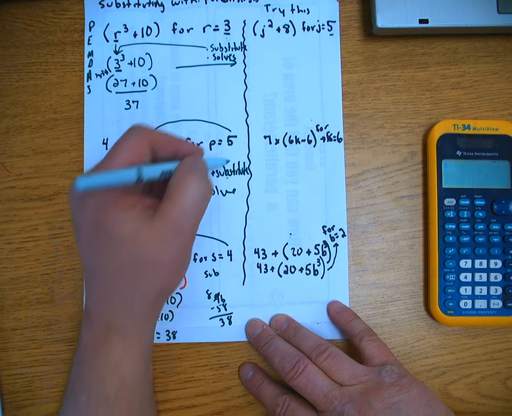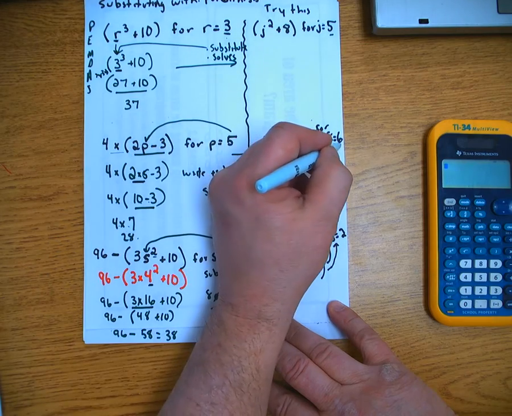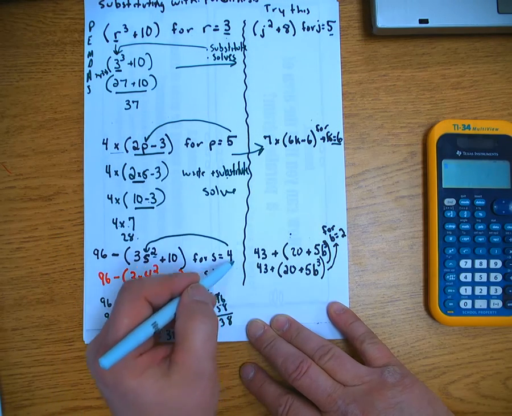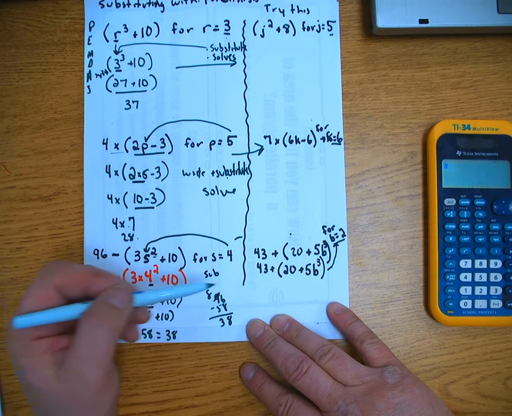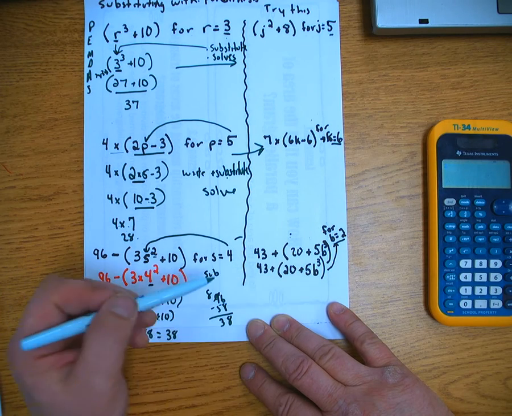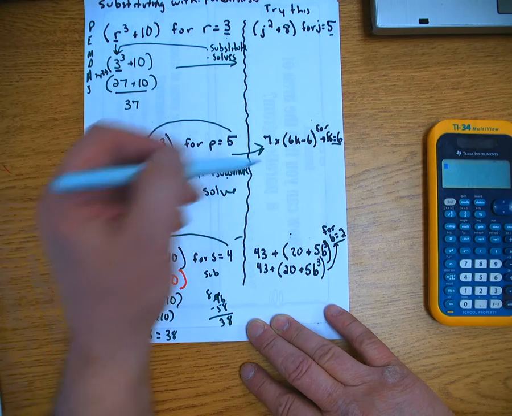Okay. So up here, you try this one. K is 6. Here, you try this one. B is 2. Remember, you substitute for the variable and then solve, and then you turn in this paper.